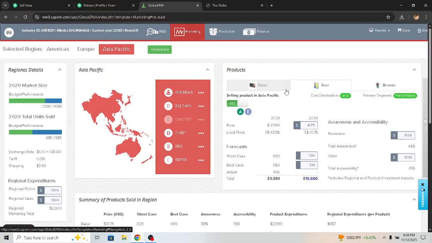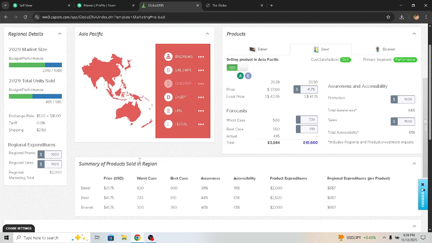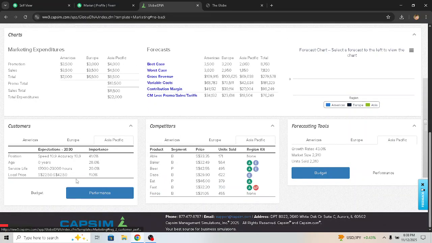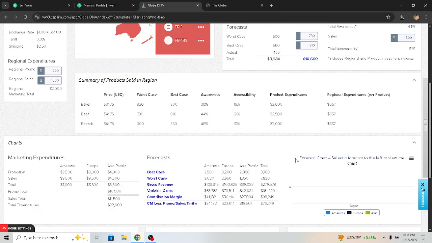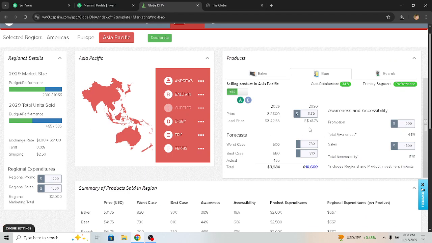So we'll go to the next product, which is beer. Beer in the Asia Pacific market is in the performance market segment, which is here. So in the performance market segment, the pricing has the least importance, between 22.50 and 42.50 Singapore dollars. So we settled for 41.75 Singapore dollars as the pricing.